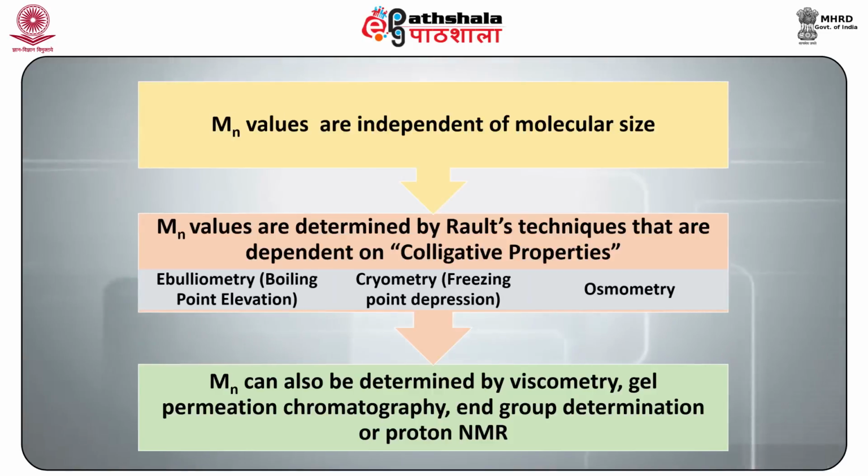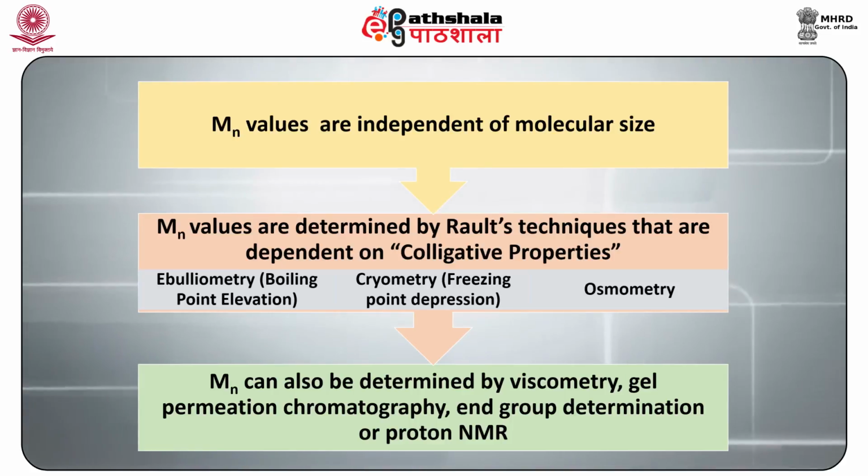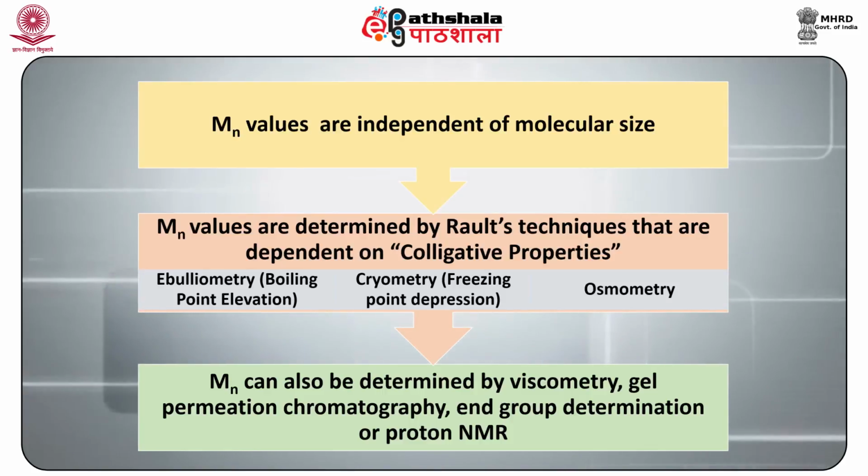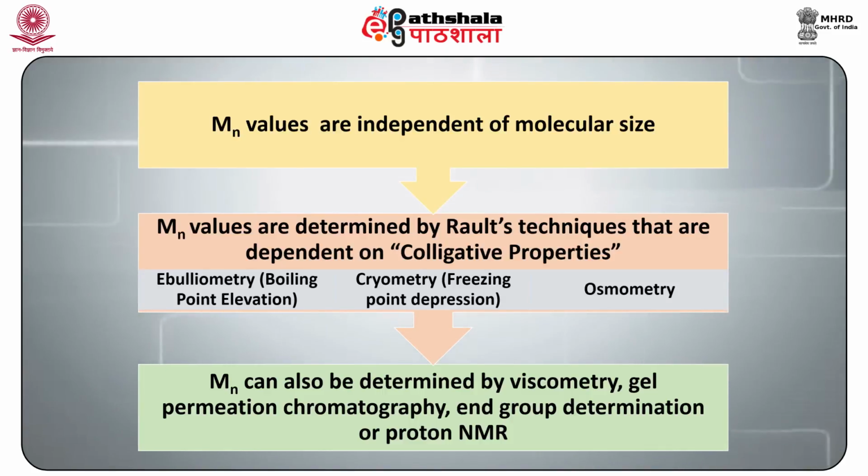Colligative properties are used for polymers because they are non-volatile. We should note that Mn values are independent of molecular size. Mn values are determined by Raoult's techniques that depend on colligative properties, which are ebulliometry, that is the boiling point elevation, cryometry, which is the freezing point depression, and osmometry. Mn can also be determined by gel permeation chromatography, viscometry, end point determination, or proton NMR.